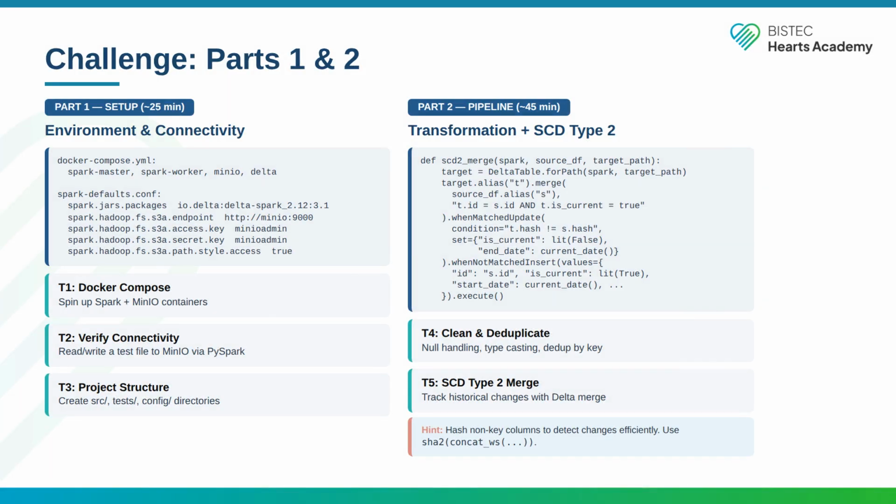Let's look at the details of parts 1 and 2. For part 1, your Docker Compose file needs 4 services: Spark Master, one Spark worker, Minio for object storage, and Delta Lake support via the Delta Spark package.